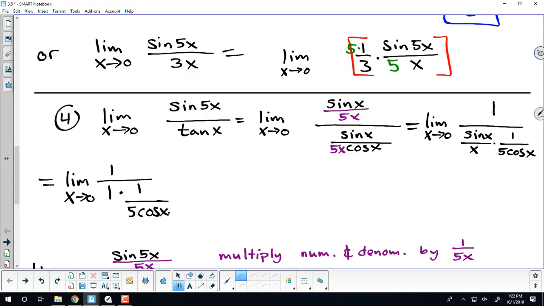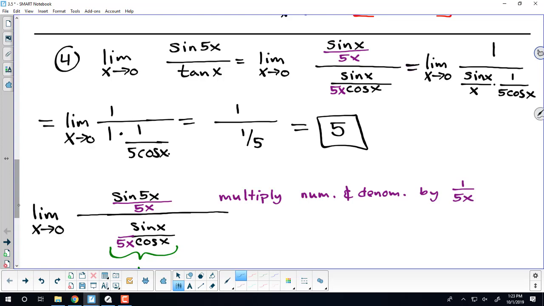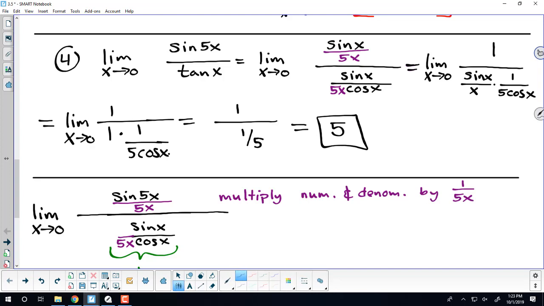No, it's not technically proper to just apply the limit to one piece at a time. But both of those were computed with a theorem. We can compute directly the limit of 1 over 5 cosine x as x goes to 0. So we have 1 over 1/5, which is 5. So that limit is equal to 5.